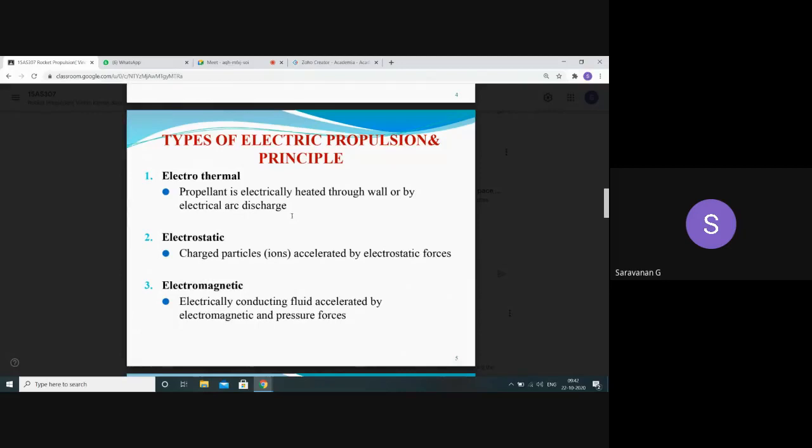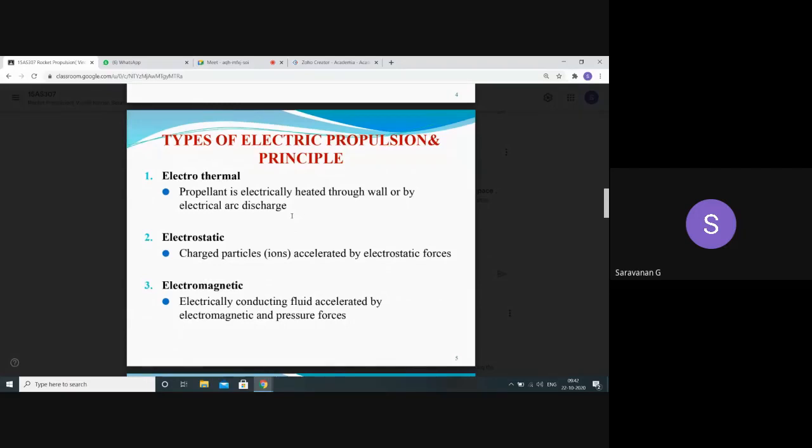So the third category is the electromagnetic field combination: electric field and magnetic field. Both fields are operating. Due to these two fields operating together, we are able to get some forces, like the Lorentz force, which we will discuss later. That kind of force tends to generate thrust, pressure forces, and electromagnetic forces.